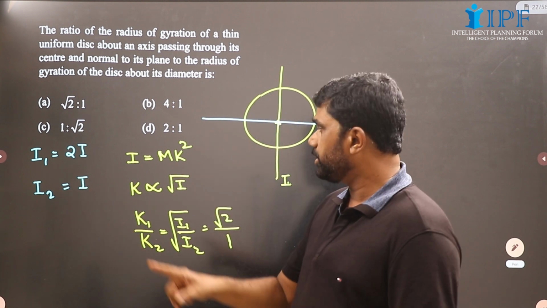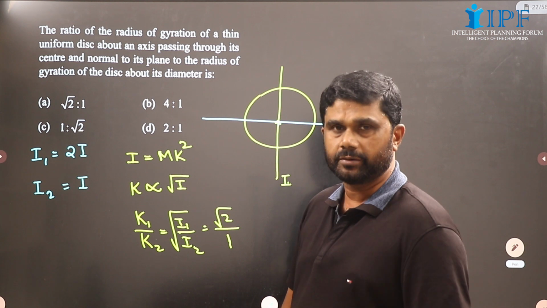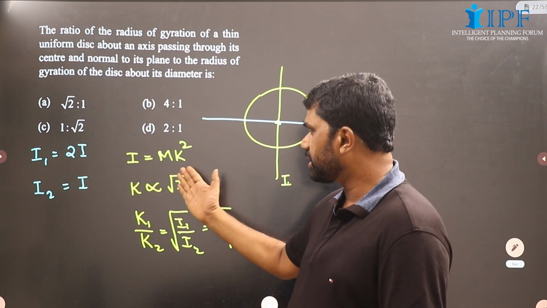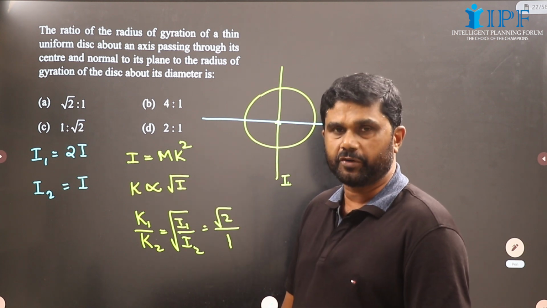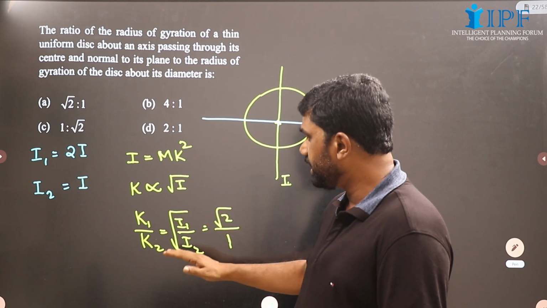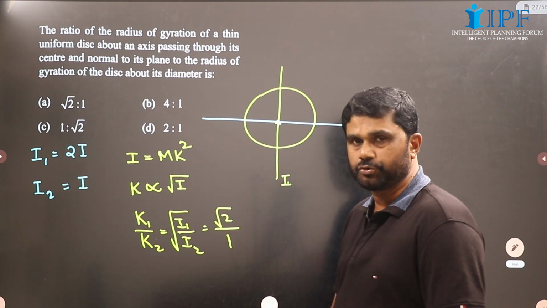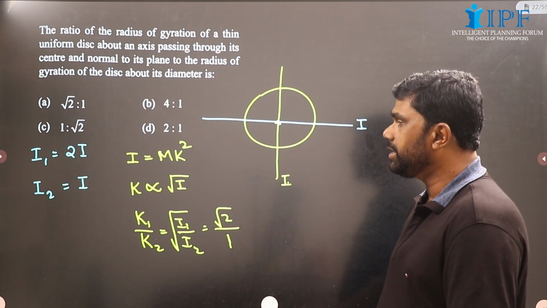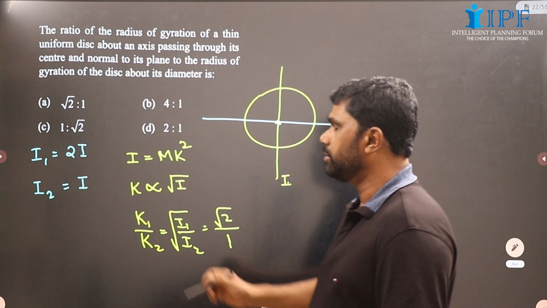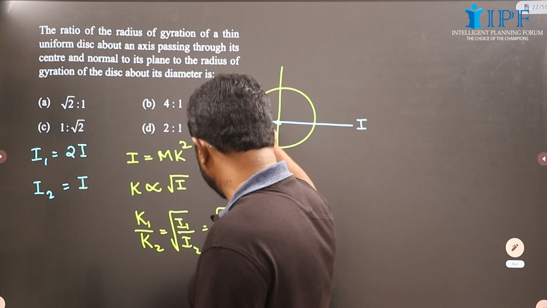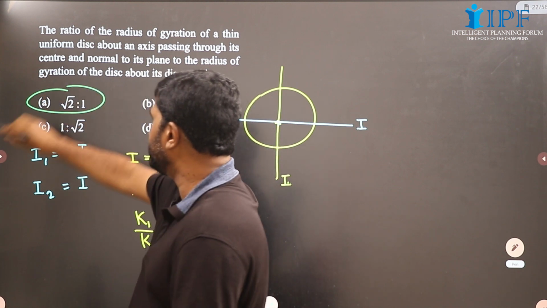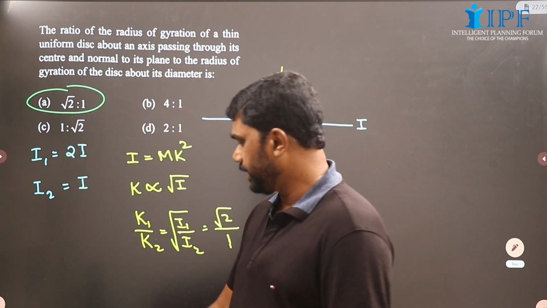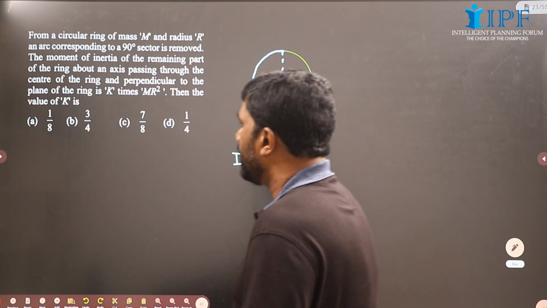In general, moment of inertia I equal to mk square. So let us say k is directly proportional to square root of the moment of inertia. So k1 by k2 will be under root I1 by I2, and it is under root 2I divided by I, or it will be root 2 is to 1. Okay, so this will be the correct answer. Now let us see what we have next.